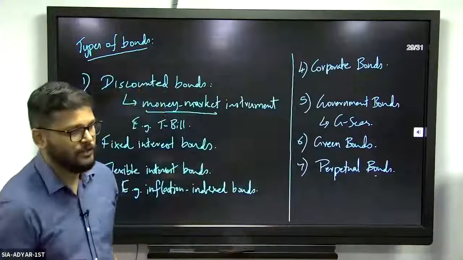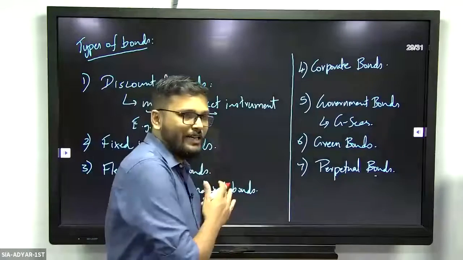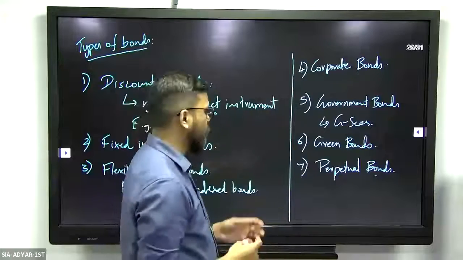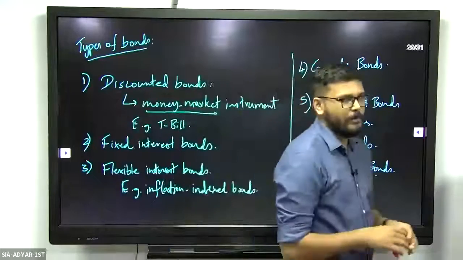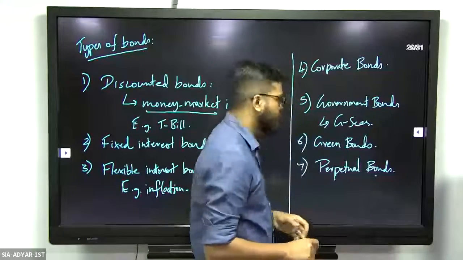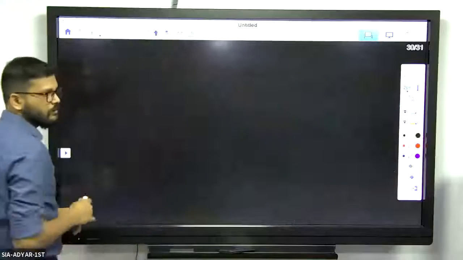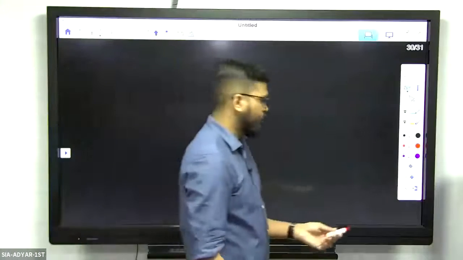That's why I'm introducing it to you: there is no maturity, and interest payment will happen till the end of life of that particular company or whoever borrowed the money. So that is called perpetual. Perpetual means forever. All right. Moving on to the next topic, which is the equity market.